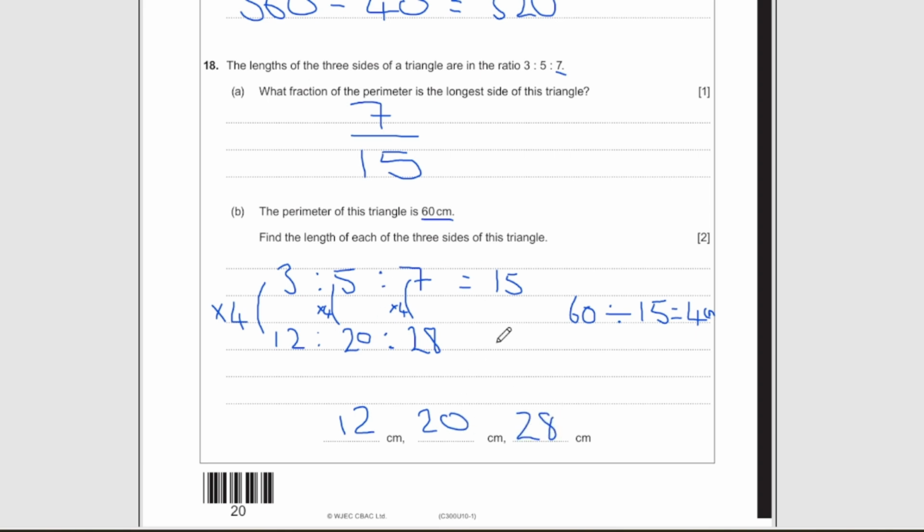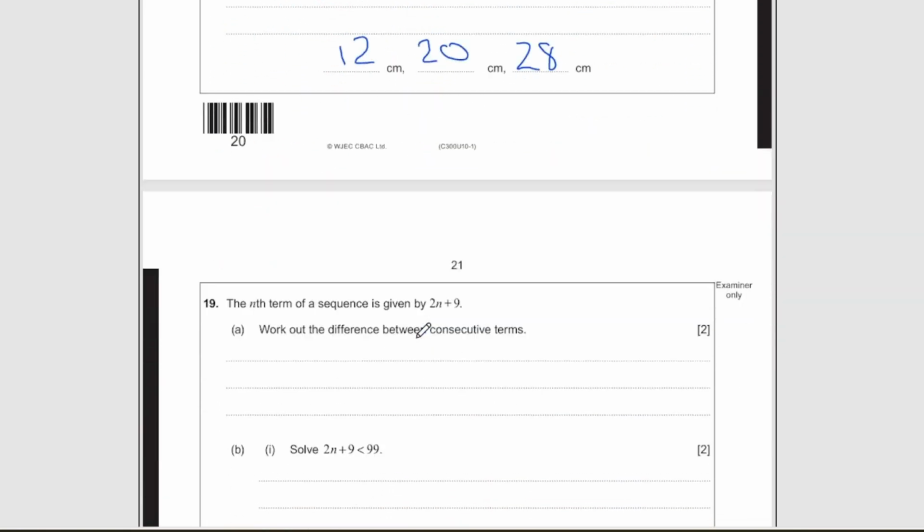So again, it's just sharing in a ratio, like what we did in an earlier question, that big 6 mark one. We know there's 15 parts. Divide the perimeter by the number of parts, and then multiply that by each of the parts. So 3 times 4, 5 times 4, 7 times 4.